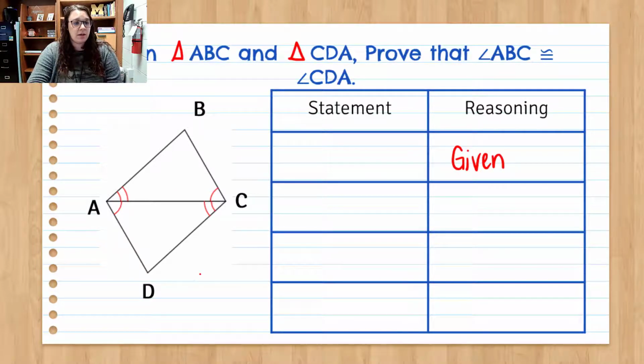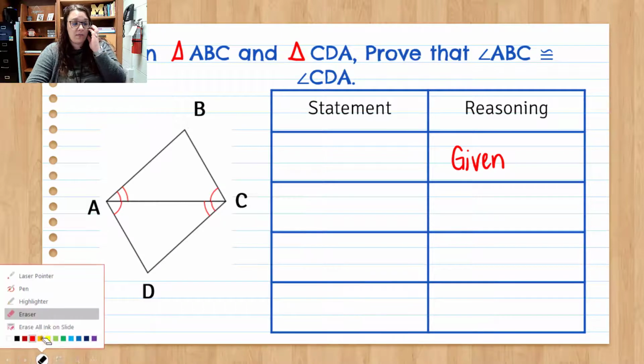We were given some markings in the picture. I want to try to prove that this angle B, ABC, is congruent to this angle CDA. So my idea is if I can prove that the triangles are first congruent, then I could say, well, hey, those two angles must be congruent by congruent parts of congruent triangles are congruent. So let's first prove that the triangles are congruent.